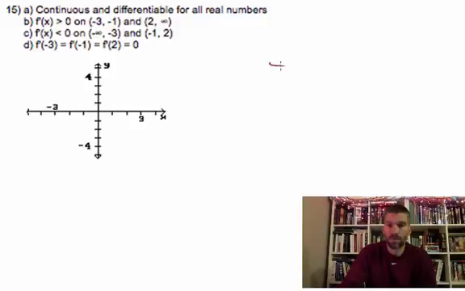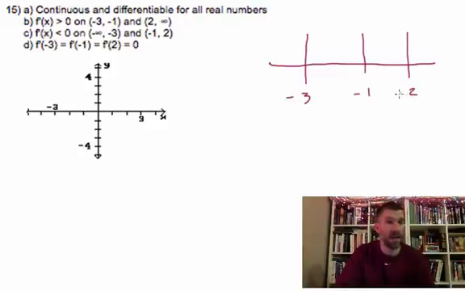So let's go ahead and put out a sign chart here. I know that I've got -3, I know that I've got -1, and I know that I've got 2. Now, I don't know what my original function looks like, but I do know what's going on here. Between -3 and -1, my derivative is positive. I know that from 2 to infinity, my derivative is positive. I know that from -infinity to -3, I'm negative, and from -1 to 2, I'm negative. So here's a sign chart that kind of shows what's going on.